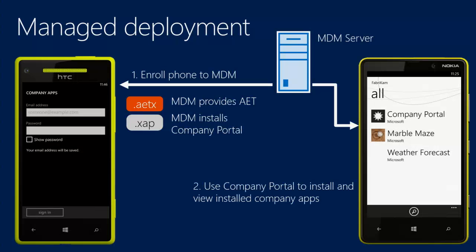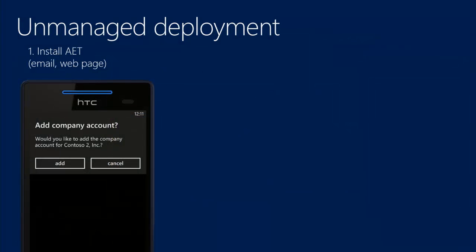Now, the unmanaged, so once they actually get that, those are the apps that you'll find in an Intune portal, and they can actually go through and install those apps. For the unmanaged, we actually install the AET, and this can be done through email, through a web page. It's quite easy. I'll actually show you later in a demo.